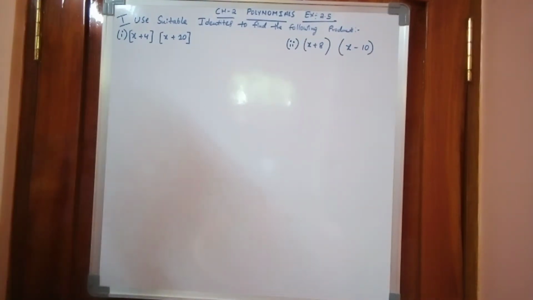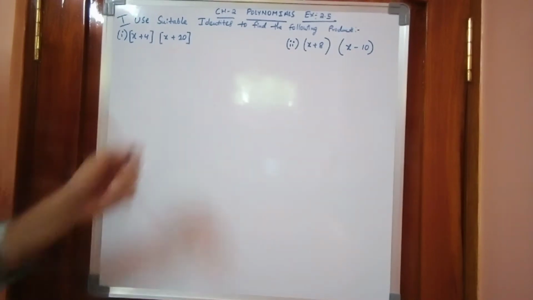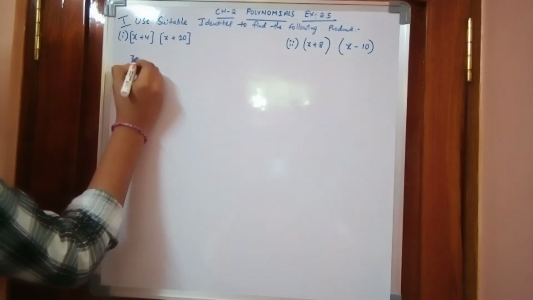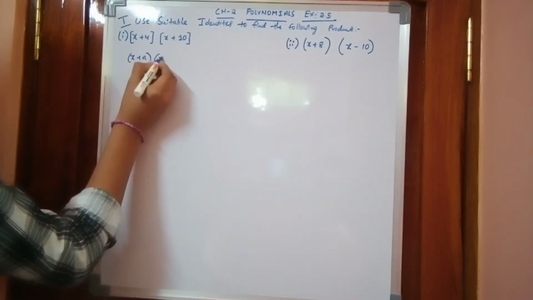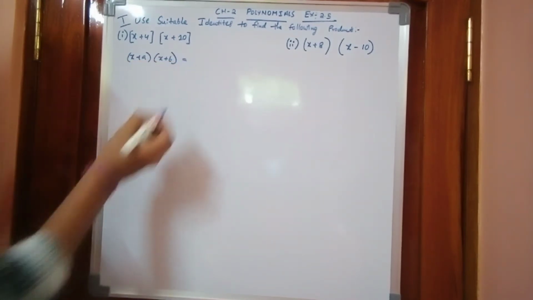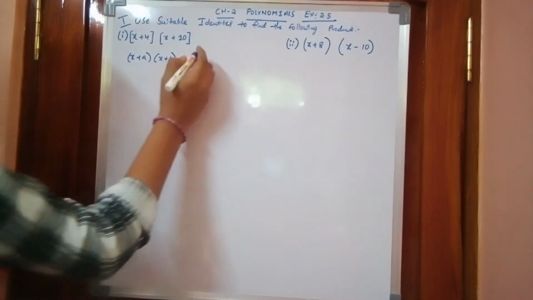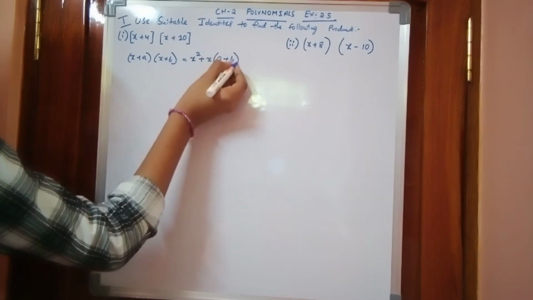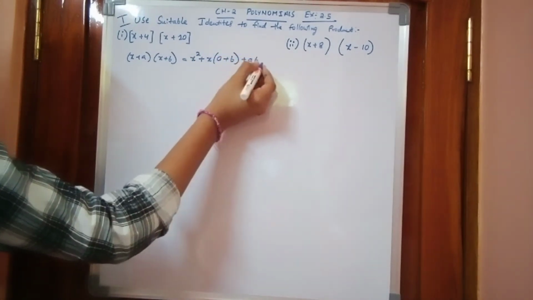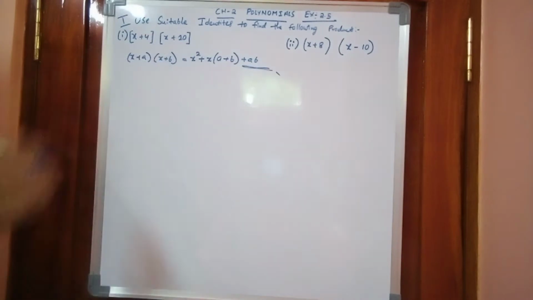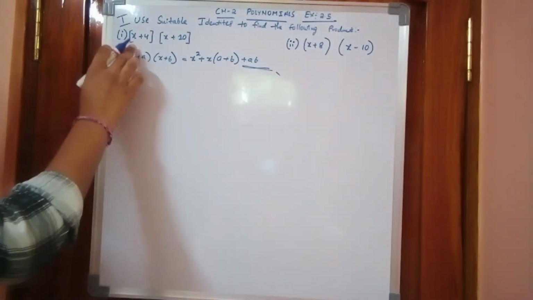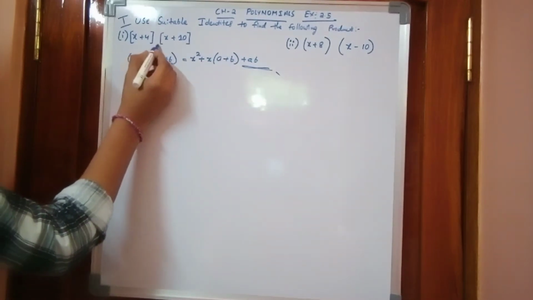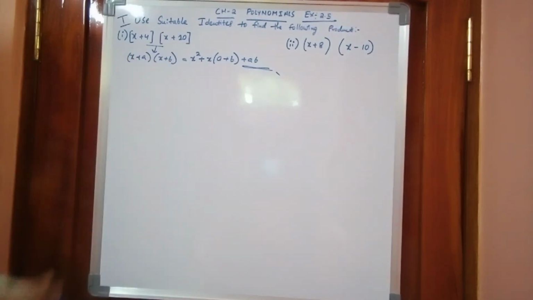Okay, now coming to the first one, (x plus 4)(x plus 10). Here we have to use the formula (x plus a)(x plus b), which is x square plus x of (a plus b) plus ab. So this formula we have to use in this whole exercise. For the first one, you think that x plus a and x plus 4, these two expressions are in this form.